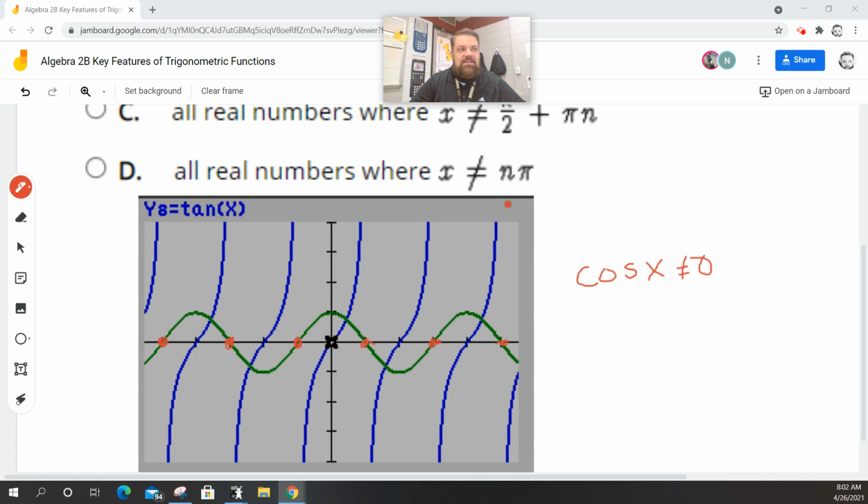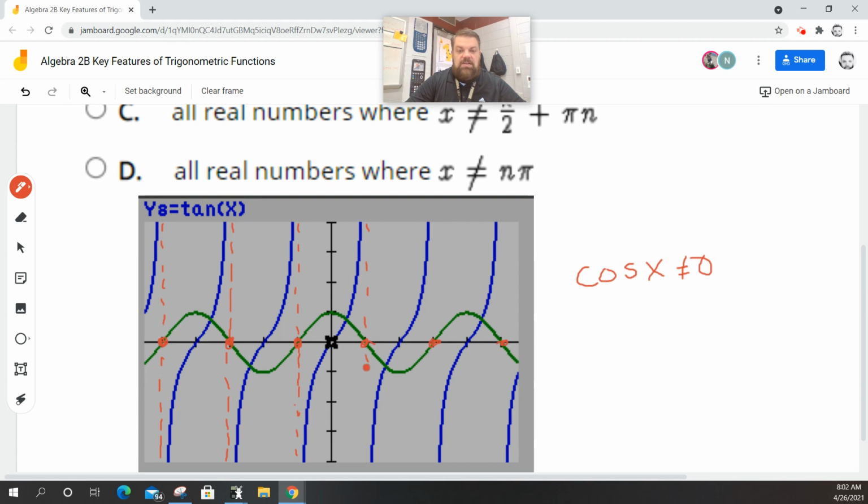So anyways, cosine can equal 0, but it's in the denominator of tangent. So what that means is we're going to have a vertical asymptote right here, and it occurs here. And notice that tangent does not cross that vertical asymptote. It can't. It's not defined. It's what we call a vertical asymptote. So it's asymptotic behavior, and this pattern goes on forever.